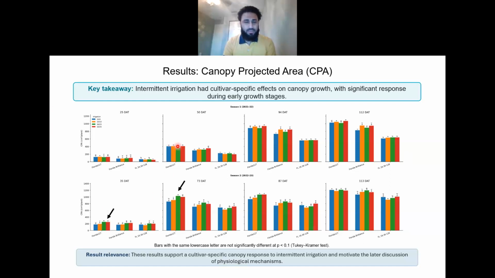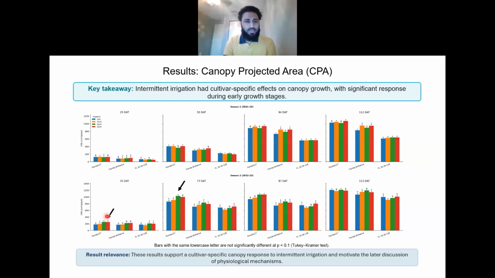So this is season one, season two. If you see the letters are the same, that means there was no statistically significant difference between these different irrigation programs. And you can see here, first season, it's canopy projected area. That is the overhead images that we collected, and we used the images to quantify how much canopy the plants have over a period of time, first month, second month, third month, fourth month, during the fourth month of the strawberry season.